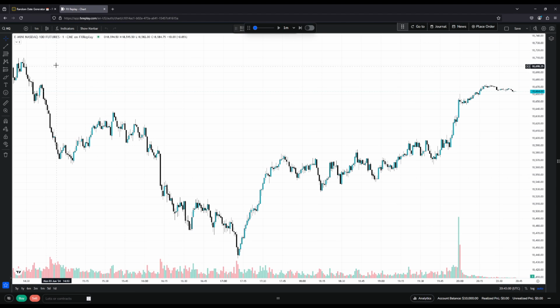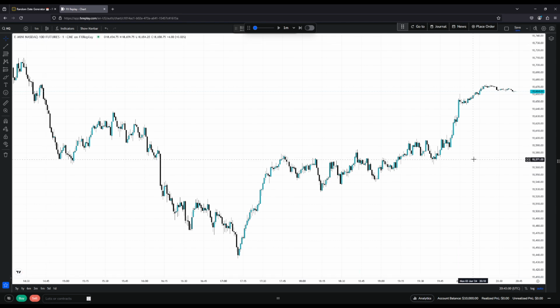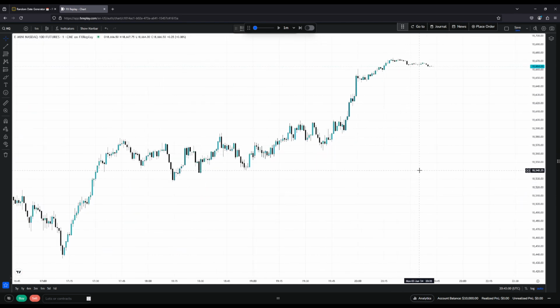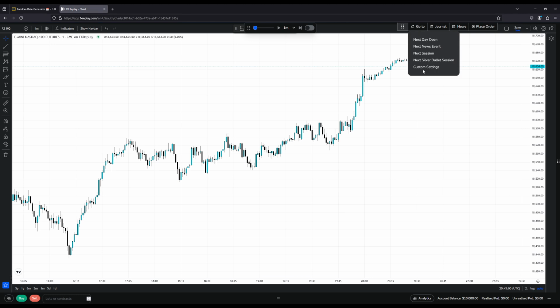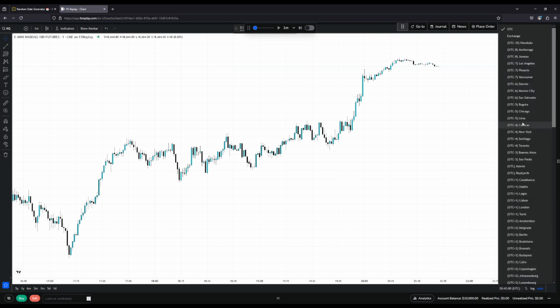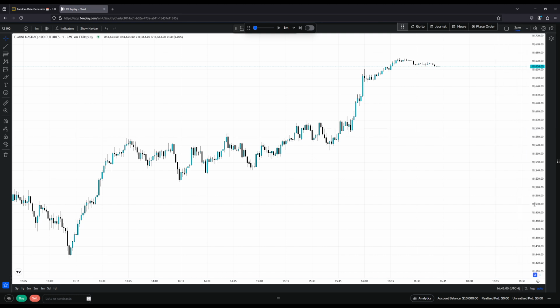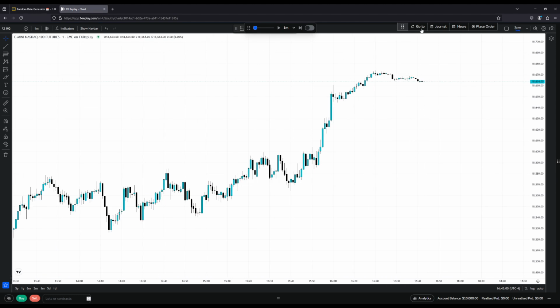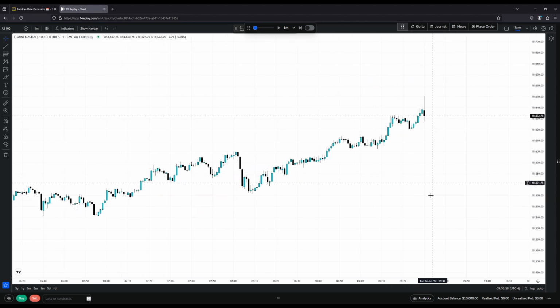We do not need the volume indicator that they like to give us. We don't need volume. We're going to go to our settings. We want to make sure our next day open is set up as 9:30 because we're going to look strictly at the New York session here. So 9:30, I want to stick to New York time, obviously. And there we go. So we'll go to the next day open, which takes us to 9:30.